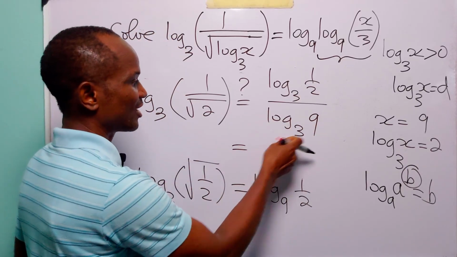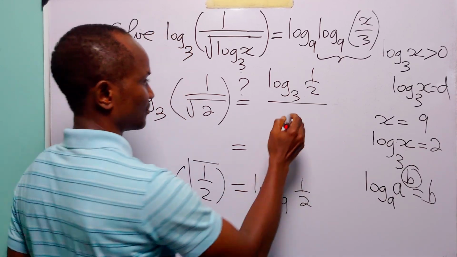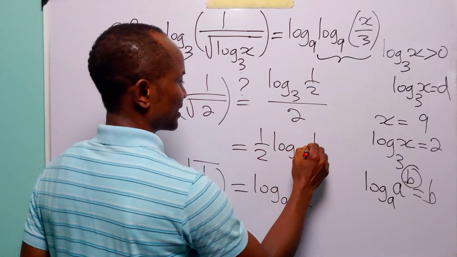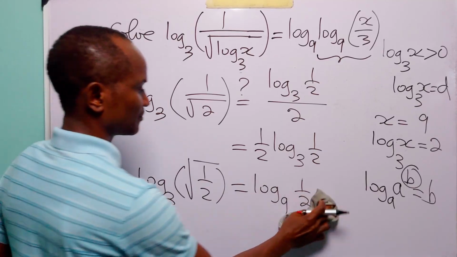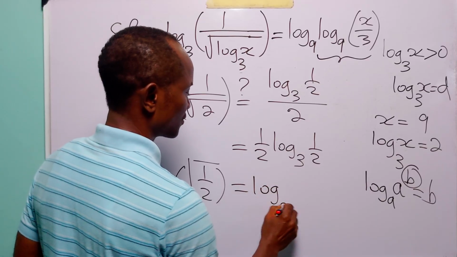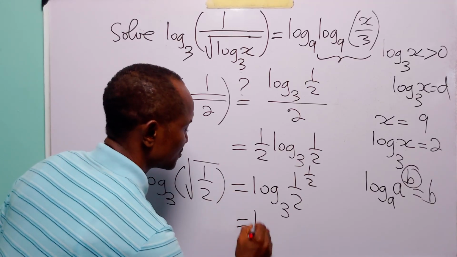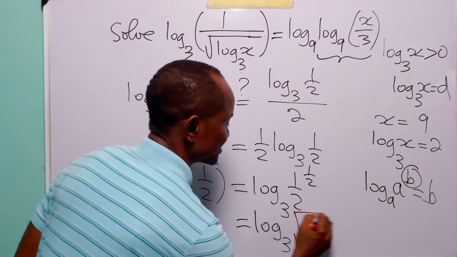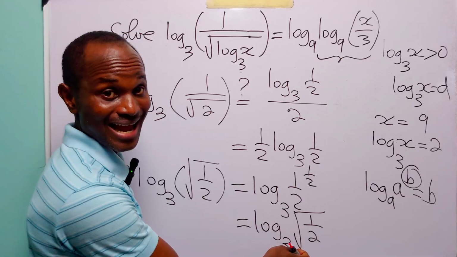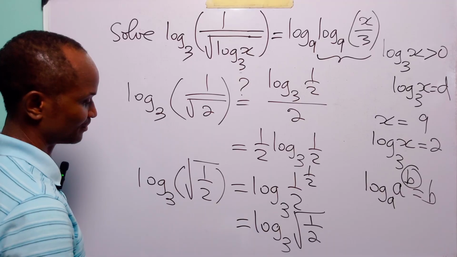But one small, log to base 3 of 9 is equal to 2. So the denominator is going to be equal to 2. And of course, this is the same as half times log to base 3 of half. And applying the power rule to this is log to base 3 of half to the power half, which of course is equal to log to base 3 of the square root of half. Now you can see that when x is equal to 9, the right hand side of this equation is equal to the left hand side of the equation.